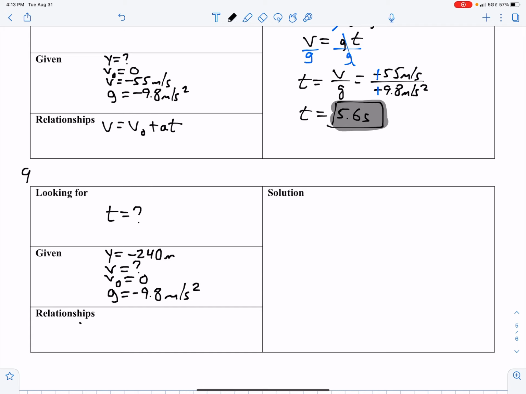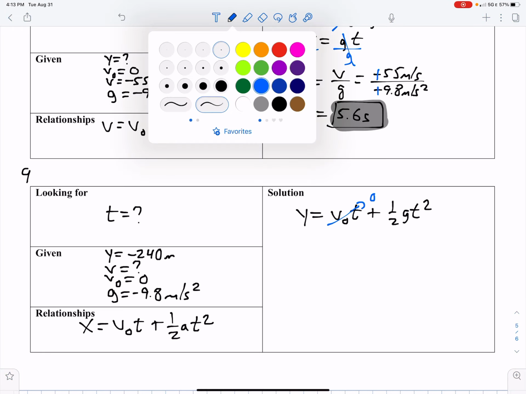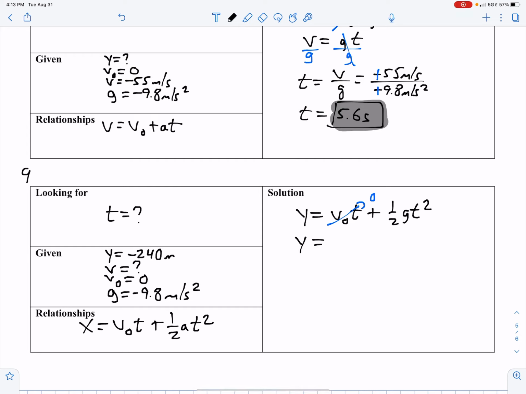If you selected correctly, you should have selected equation number 3, x equals v naught t plus 1/2 a t squared. Translating it for free fall acceleration, x becomes y equals v naught t plus 1/2 g t squared. Again, 0 times time is 0, so the whole v naught t term cancels just as it did in a previous problem. But this time we're not plugging in to calculate y. We need to solve for t.